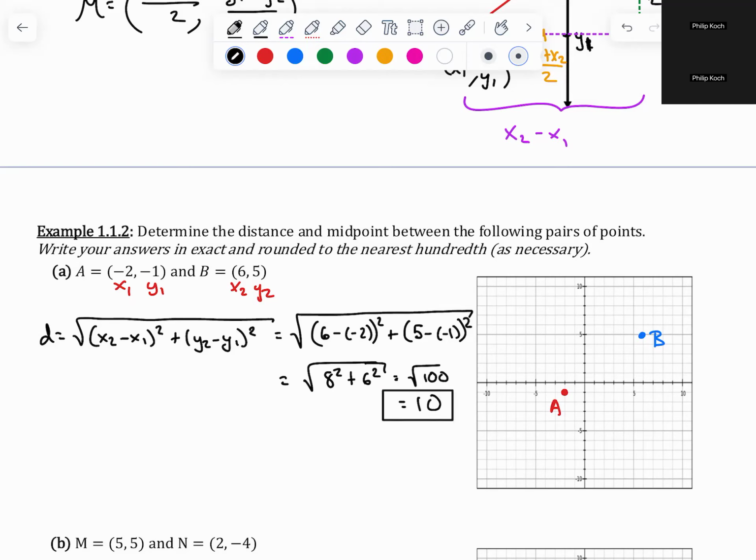So this is one of the cases where the exact form and the approximate form are the exact same thing. But if that was the square root of 99, then we would have a little bit of a problem. Any questions on that?